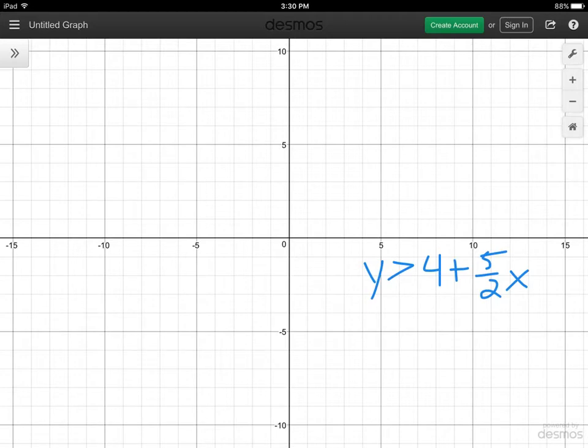So we already have the inequality solved for y. You can tell now that the slope is a positive 5 over 2, and the y-intercept is 0, 4. And so we're just going to plot these, starting the y-intercept at 0, 4, and then counting up 5 to the right 2, or down 5 to the left 2.